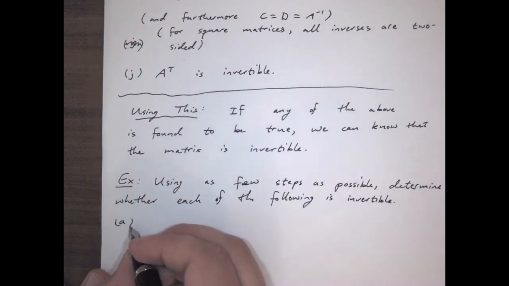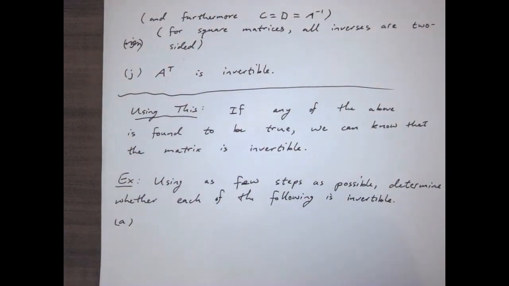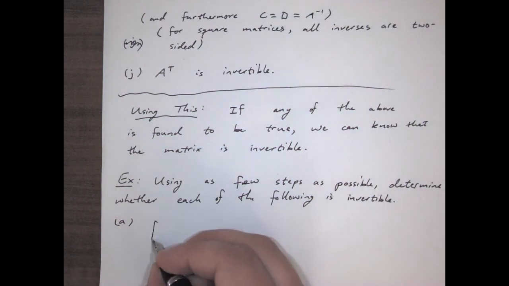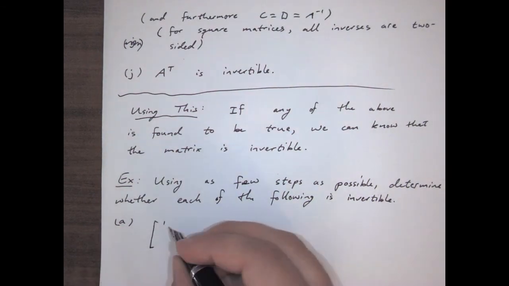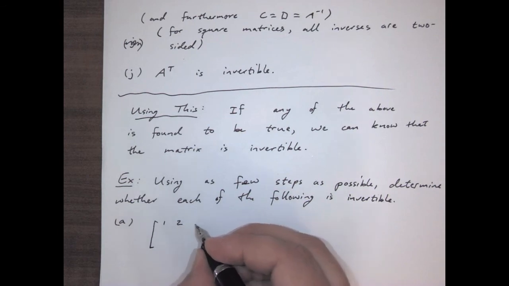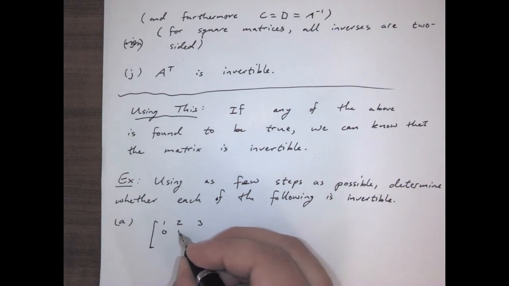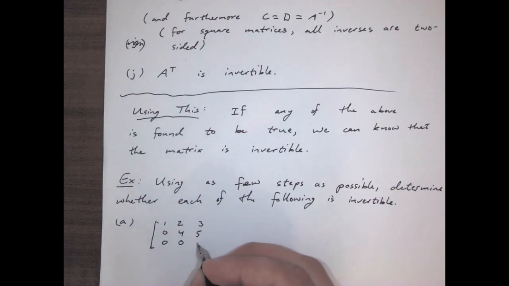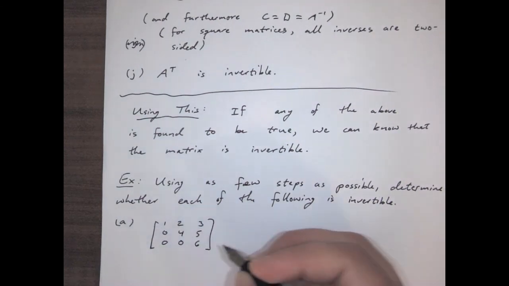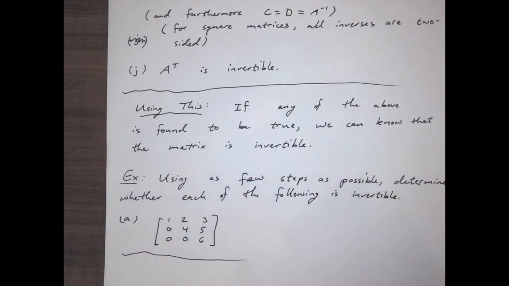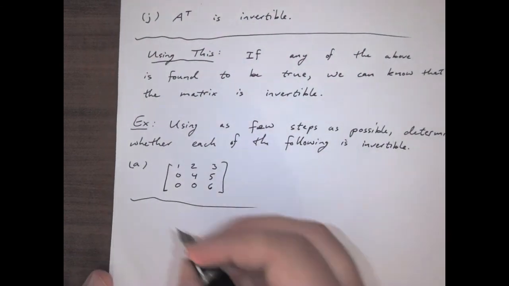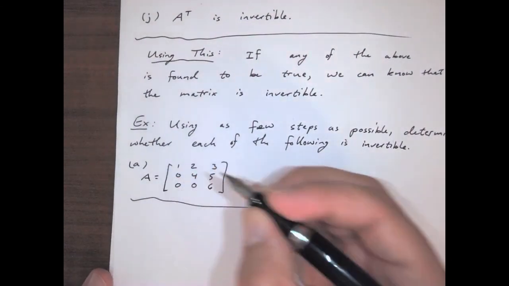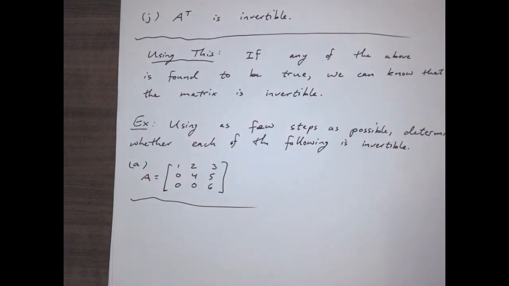All right, let's go first with this. Let's do a 3 by 3: 1, 2, 3, 0, 4, 5, 0, 0, 6. All right, and I'll just say A equals that, so we have something to refer to. So A equals this thing.